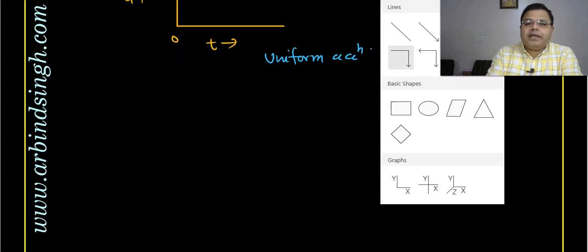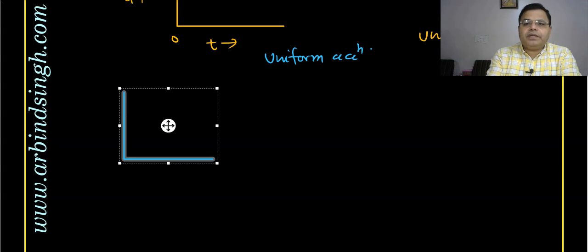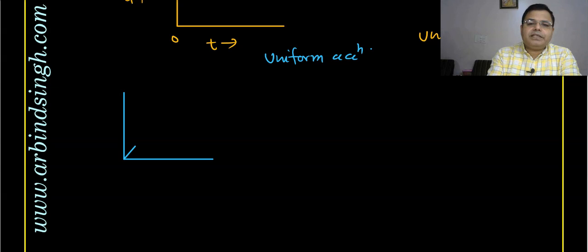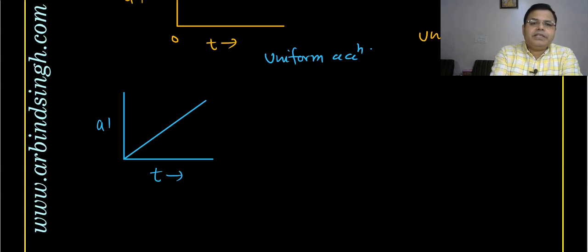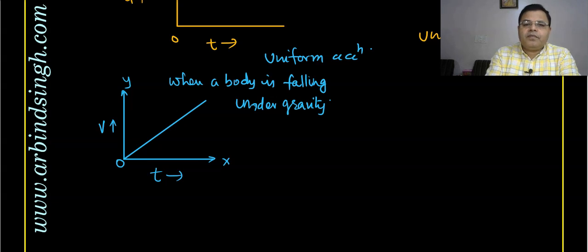When a body is freely falling under gravity, then there is uniform acceleration of this kind. Body is freely falling under gravity, acceleration is 9.8 meter per second square. So when a body is freely falling, the velocity increases and acceleration is uniform. This is the x-axis, this is the y-axis, this is the origin. When a body is falling under gravity, then this is the acceleration.